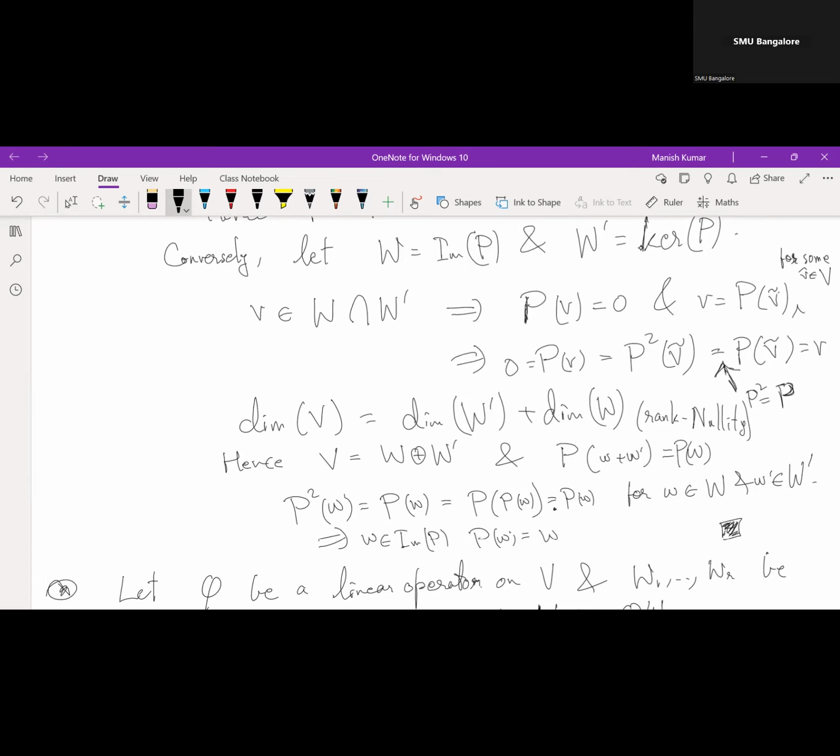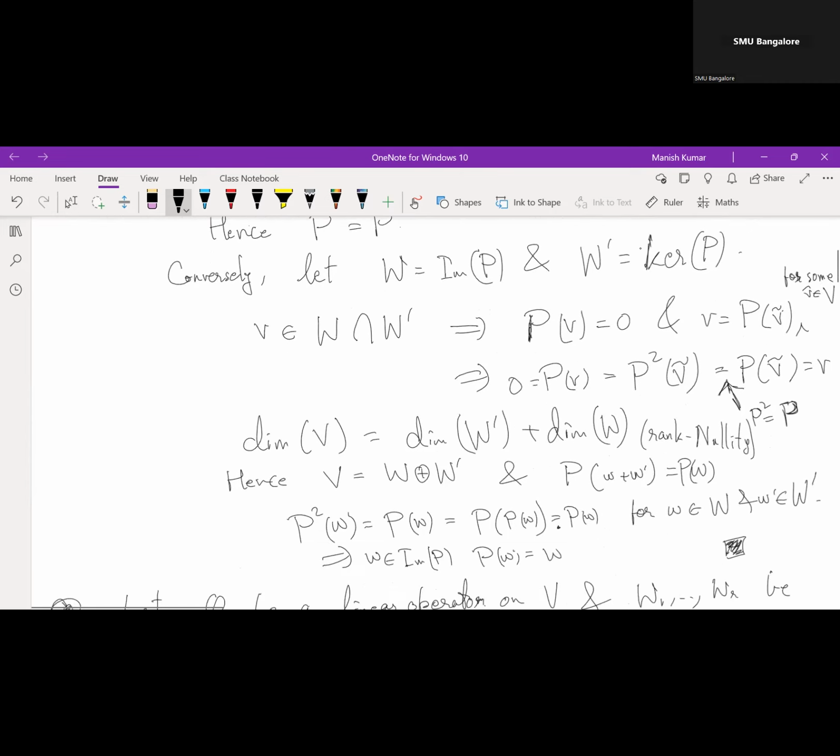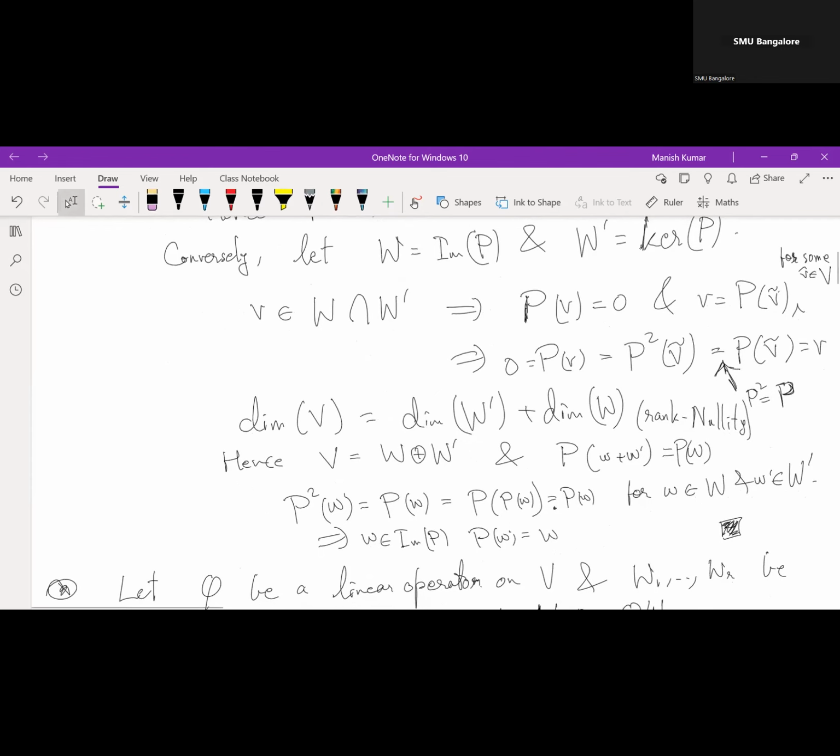I suppose you may have seen this, projection operators with P square equals P. Anyway, this gives you the proof that projection operators are the same as operators which have the property that P square equals P.